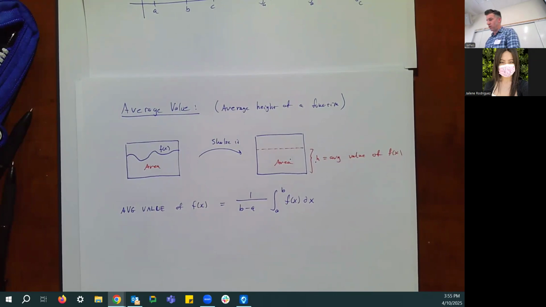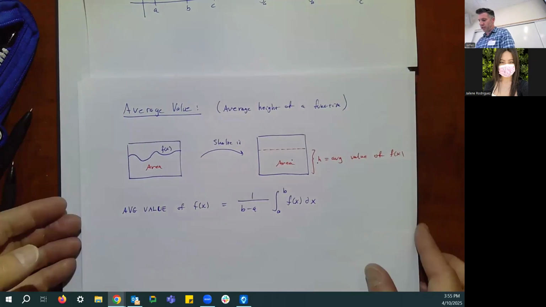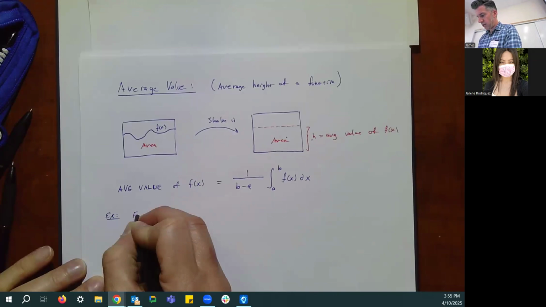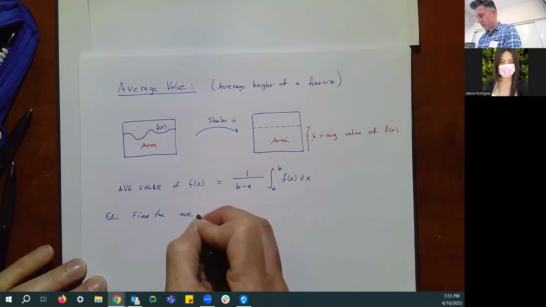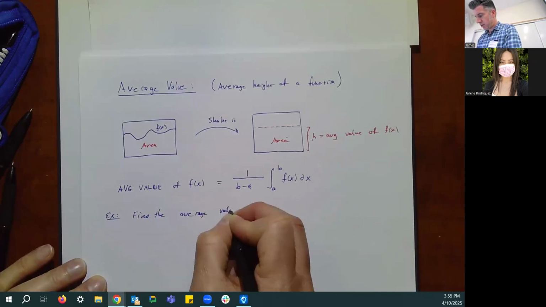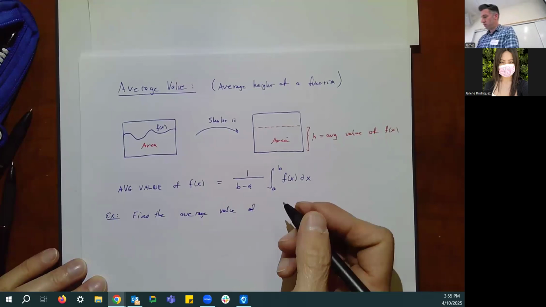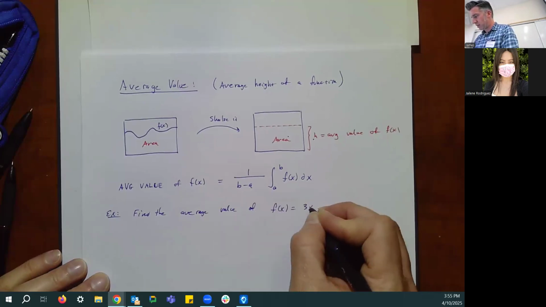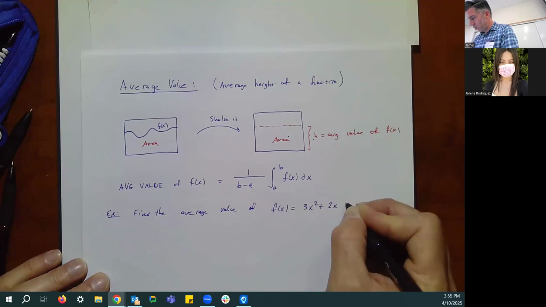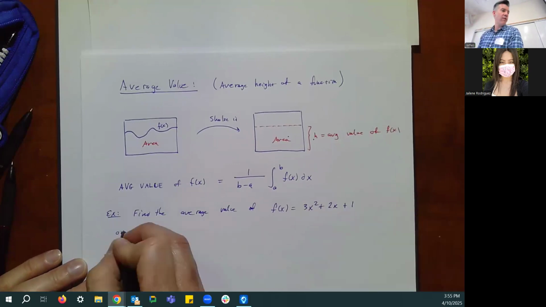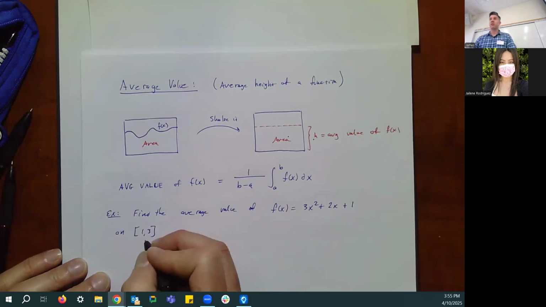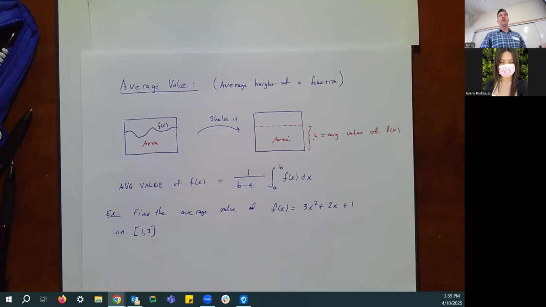I have an example. So to have an actual concrete example, find the average value of, sure, f of x equal to 3x squared plus 2x plus 1 on the interval from 1 to 3. All you're really doing is finding the definite integral like you usually would and then dividing by a number.